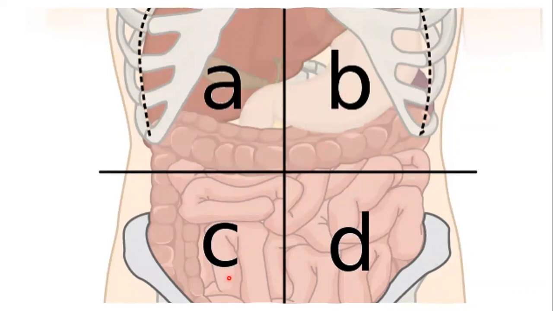Let's suppose another example: a patient comes to you and indicates that he has some pain over here. Of course, over here we have what? Over here we have the appendix. So it might be that the patient is suffering from appendicitis, right? So it is very important that you know the four quadrant division of the abdomen, right?